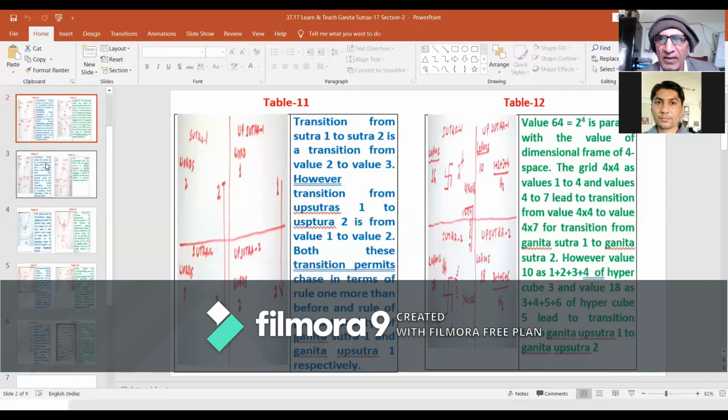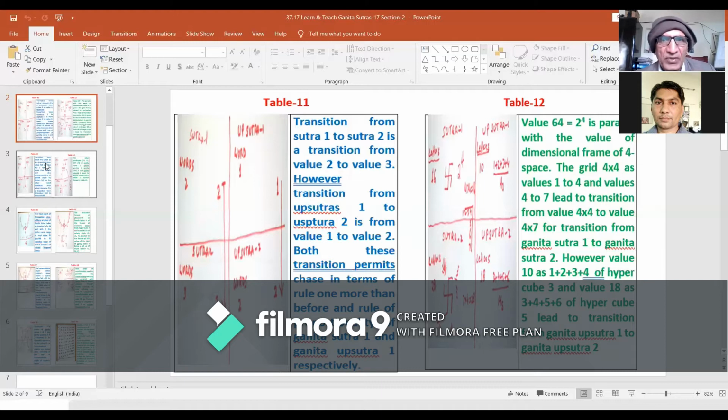However, when we look to the rule of its symmetry, then we will see that upsutras are taking us to chase 1 to 2, while sutras are taking us a chase from 2 to 3. 2 to 3 as such makes 3 as of 3 by 2 factors as progression factor. So in upsutras, the progression factor is 2, while in sutras, it is 1.5.